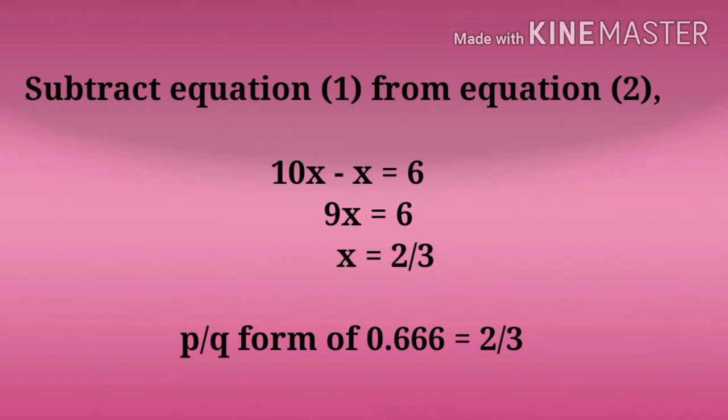From this you can find the value, right? Variables to one side: 10x minus x is equal to 6. What is 10x minus x? 9x. 9x is equal to 6, then x is equal to 6 by 9. 6 by 9 means 2 by 3. So the p by q form of 0.666 is equal to 2 divided by 3. If you divide 2 by 3, then you will get this answer, 0.666, etc.